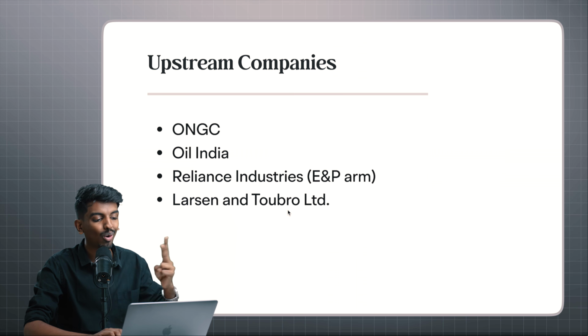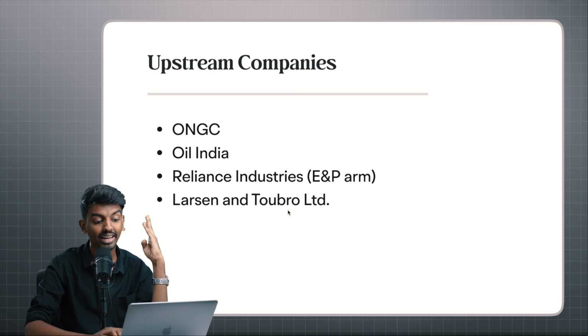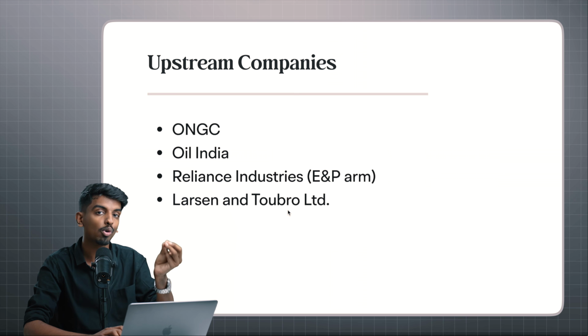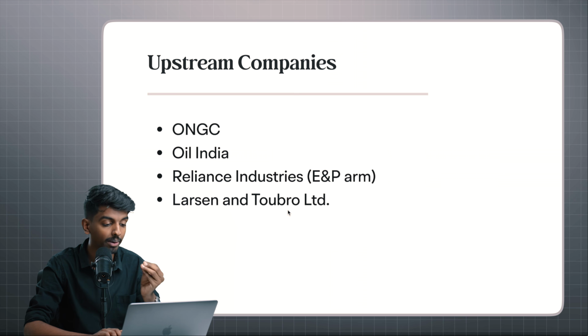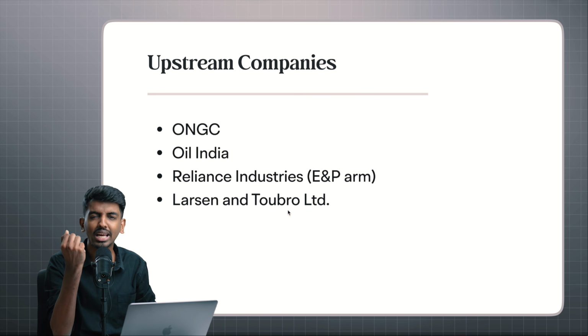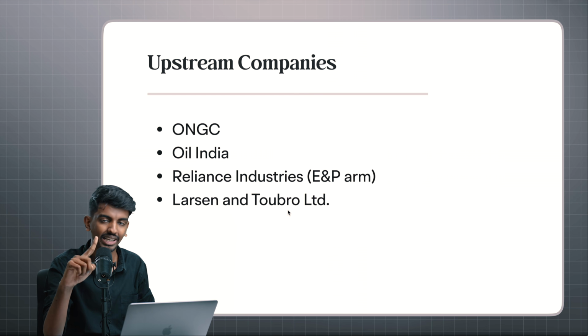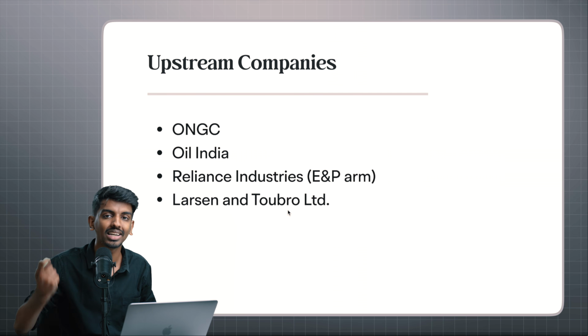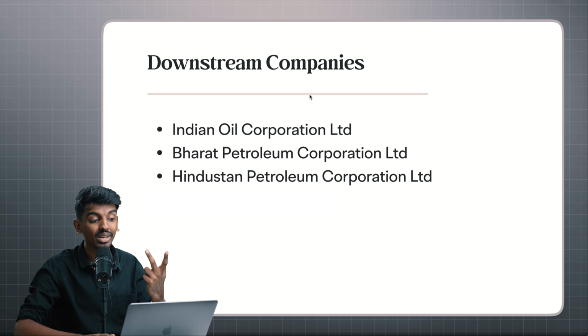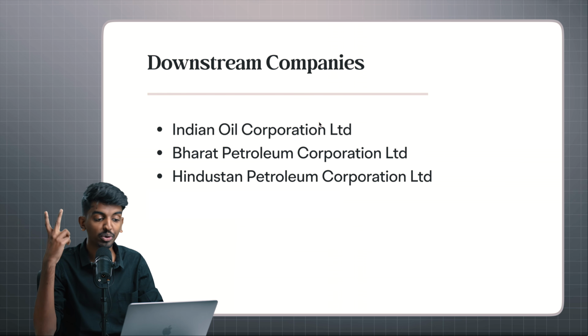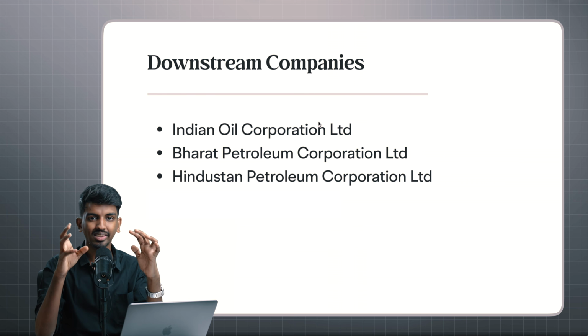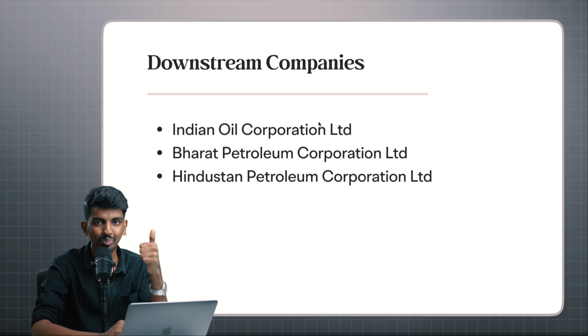So ONGC, Oil India, Reliance Industries, and Larsen and Toubro, these are what are called the upstream oil companies in India. Okay, so they'll be the first ones who are going to be impacted positively or negatively with the crude oil's international pricing. And two, downstream companies: Indian Oil, Bharat Petroleum, HPCL. So these are the very popular downstream companies in India.